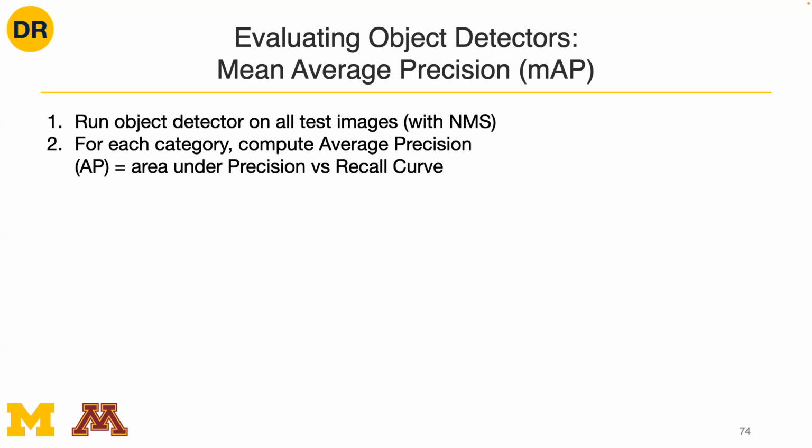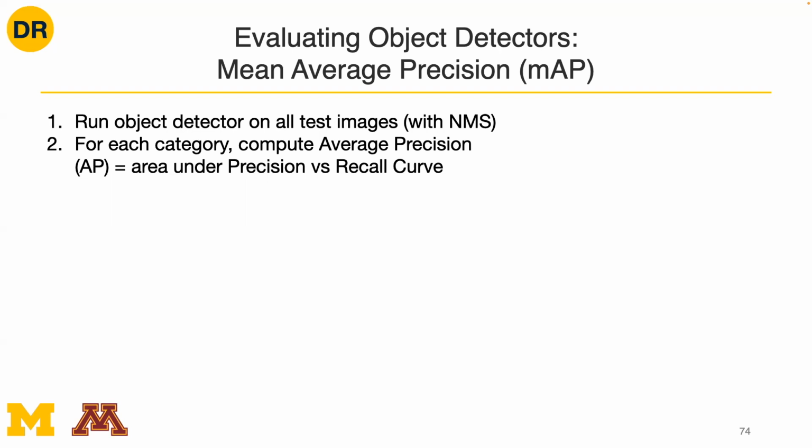Sometimes you'll also see mAP with an @ sign and then some decimal number, like mAP at 0.5 or mAP at 0.75. So we should be asking, how is this metric actually defined? Because oftentimes that's how a lot of these algorithms are judged with respect to one another.